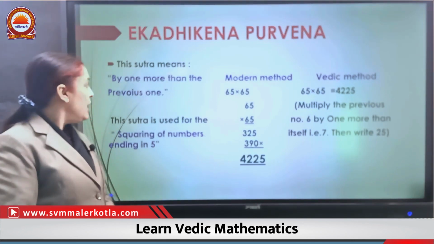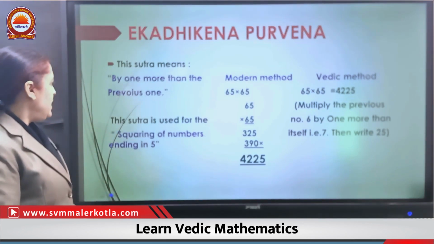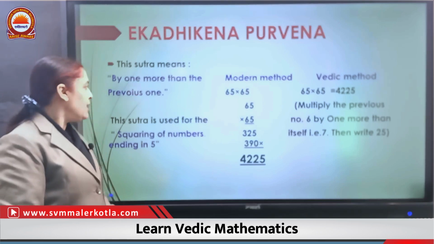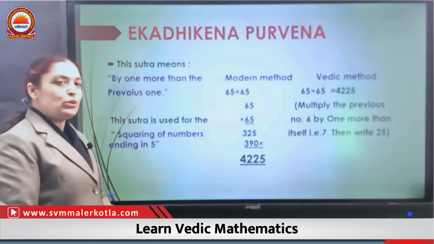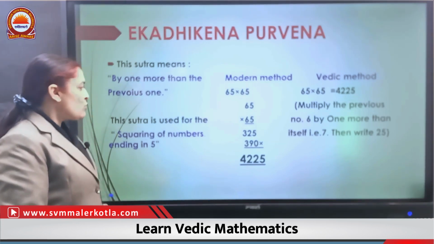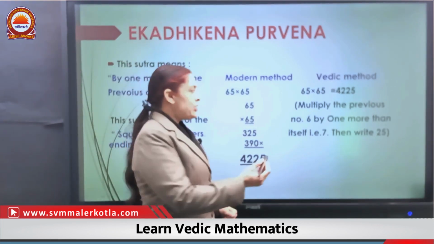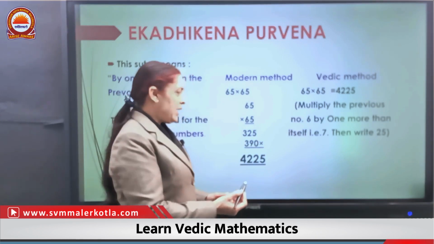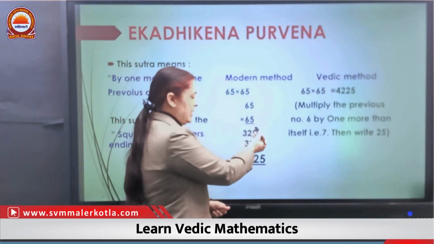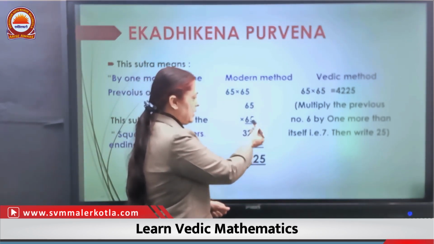Ekadhiken Purven. Ekadhiken Purven means by one more than the previous. This sutra is used for the squaring of numbers ending by 5. Modern method. Modern method में हम क्या करते थे? Digits को नीचे लिखने के बाद पहले 5 के table से multiply करते थे.